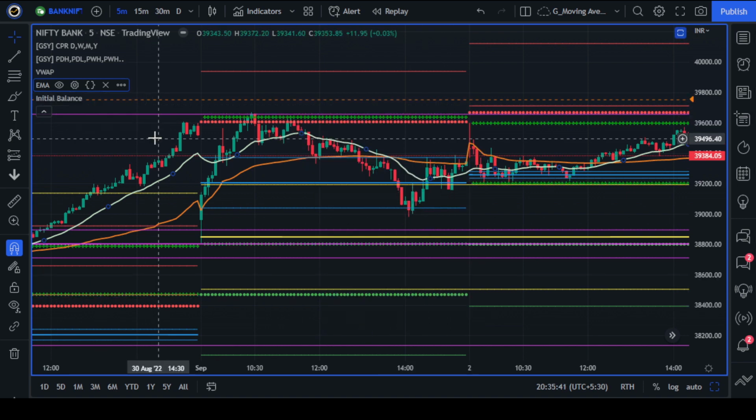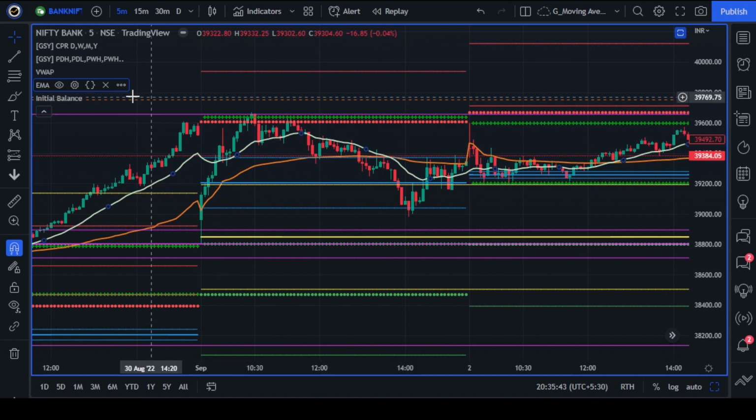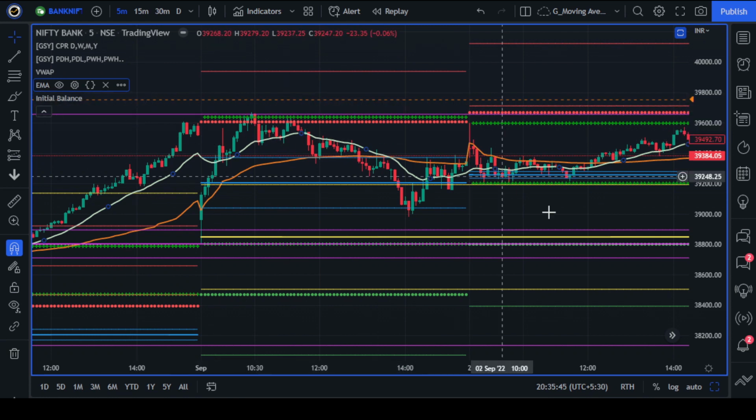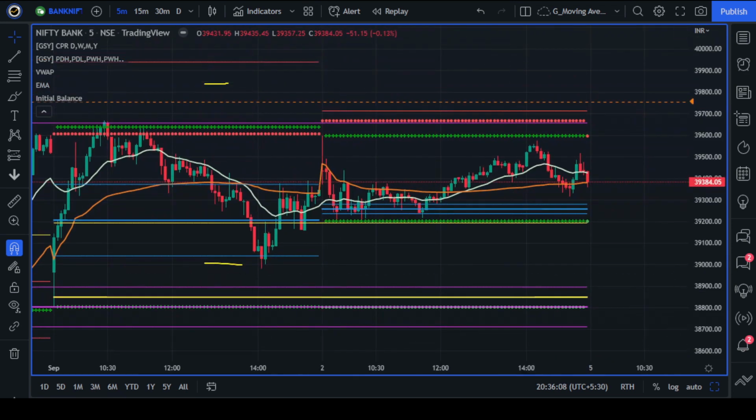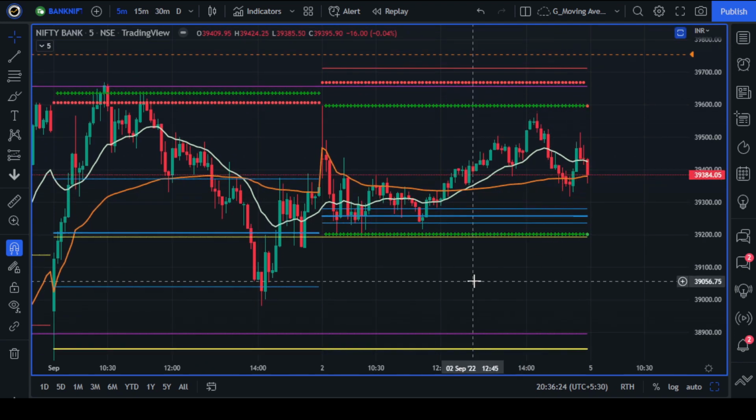And the last one is the initial balance, the first 1 hour of the market. So for example, if you see here, for the initial balance I am using the green color with the star dots. You see here, the initial balance. For example, the first 1 hour of the market range is here. So that is the initial balance. So now you have all the 5 indicators clearly visible.